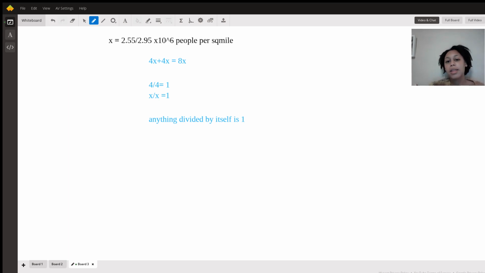We can keep what we got on our calculator, the 0.8644. We can keep that, okay? So x is equal to 0.864 times 10 to the 6 people per square mile. Okay, because we said 2.55 divided by 2.95, we got 0.864. Now we have to add on that scientific notation, because remember, we were just using those decimal numbers so that we could use scientific notation to describe a really large, big number.